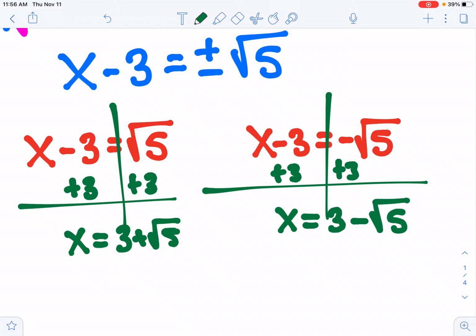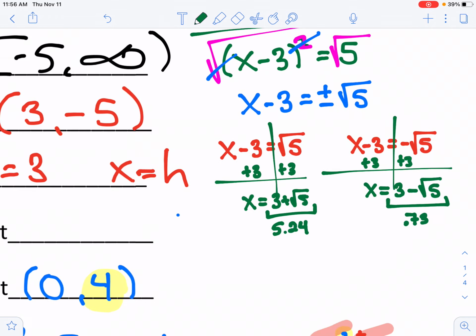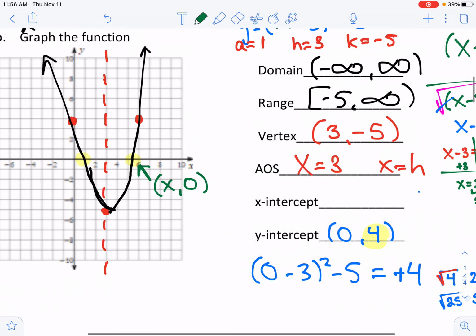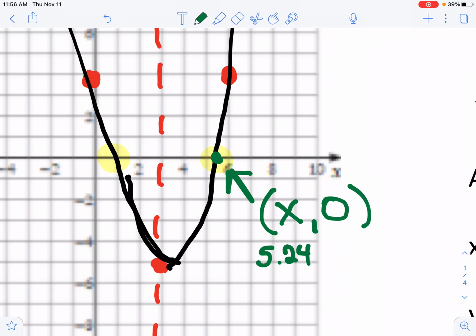That's another answer. And you may ask yourself, how is that an answer? Well, if you put this in the calculator, this would give you 5.24. And if you put 3 minus the square root of 5 in the calculator, it would give you 0.73, I want to say. Now let's go back and look at our graph. Oh, hey, look. This dot right here could totally be at 5.24. And if I had drawn this a little better, yeah, that could have been at 0.73. So our solutions are the x-intercepts of 0.73 and 5.24.